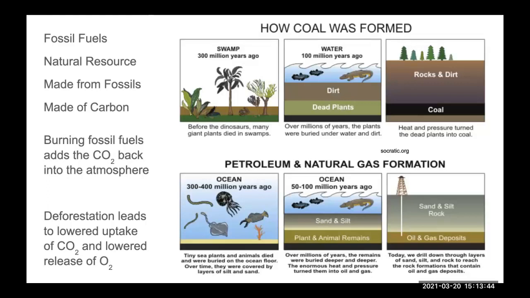Burning the fossil fuels adds that carbon back into the atmosphere. This is also how petroleum and natural gas are formed. In this case, it takes 300 to 400 million years of organisms living in the ocean dying and being buried over time with silt and sand, layering and layering and layering. Over time, as more water is on top, it takes another 50 to 100 million years to get enough pressure and heat to turn these plants and animal remains into oil and gas.